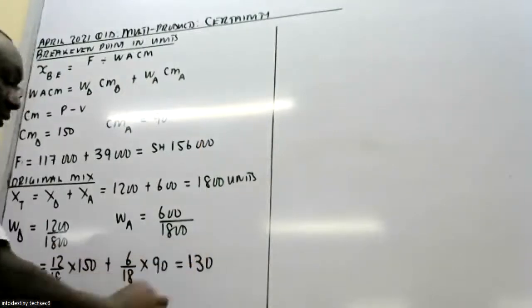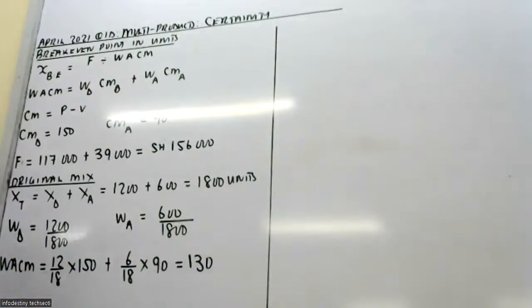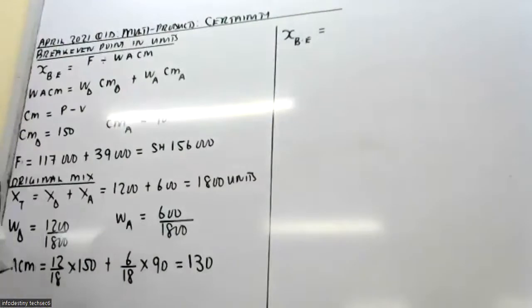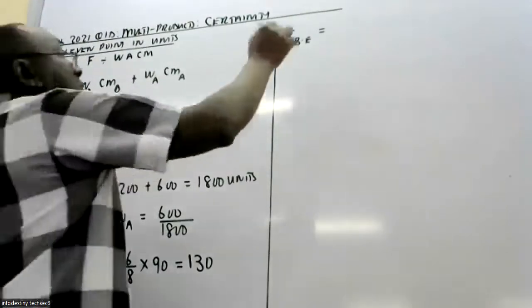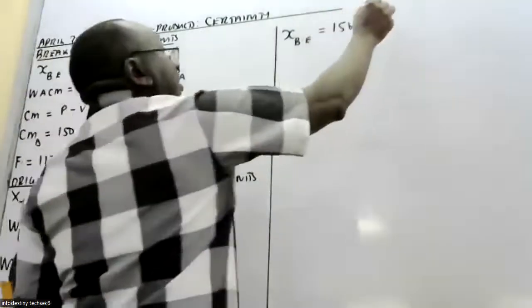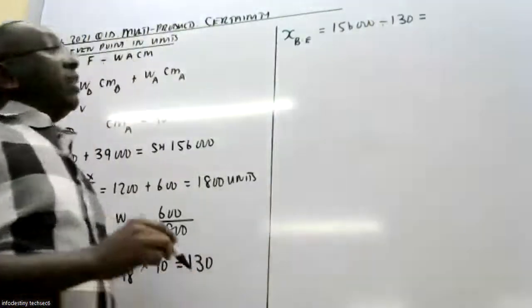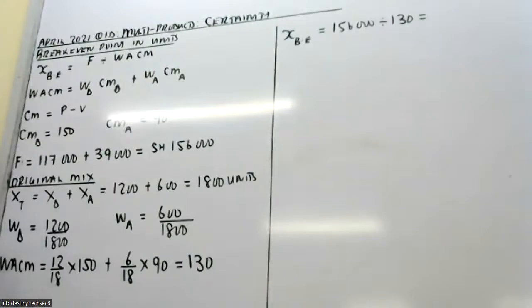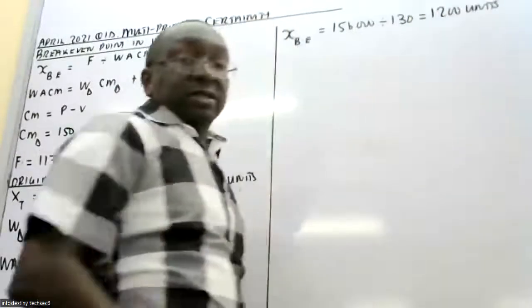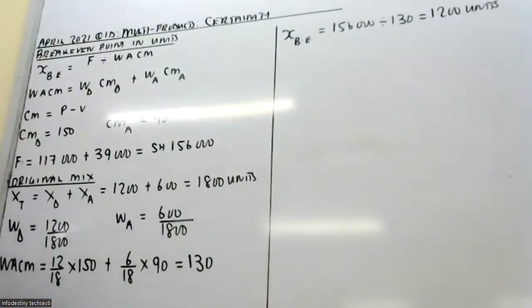$130. So if it is 130, now I am in a position to proceed and say my break-even point XBE will be F, which I already know it is 156,000. I divide it by 130. That gives 1,200 units. So here tumejibu when we are in the original mix.